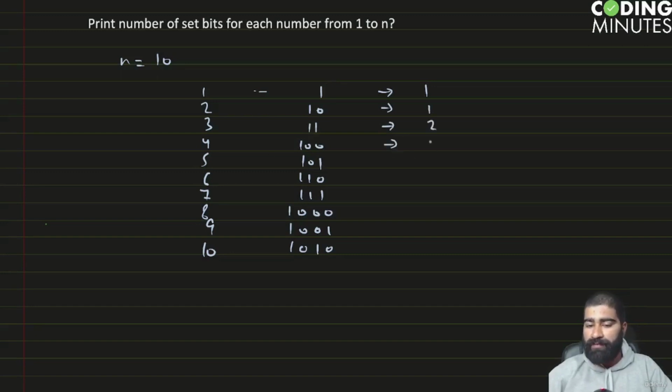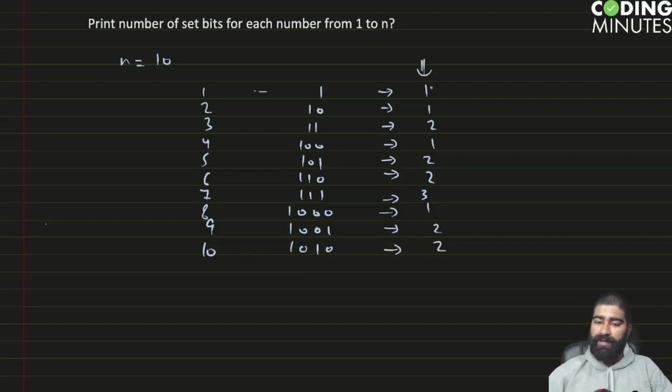For 4, we have 1 set bit. 5, we have 2 set bits. Similarly, 2 set bits, 3 set bits, 1 set bit, and this is 2 set bits and again 2 set bits. So basically, I have to print this out, right? And so you all might be wondering that it's a very easy solution. You'll just head on to the code editor, run a loop from 1 to n, call a function which will give you the number of set bits, right?